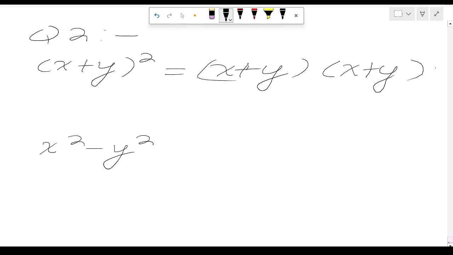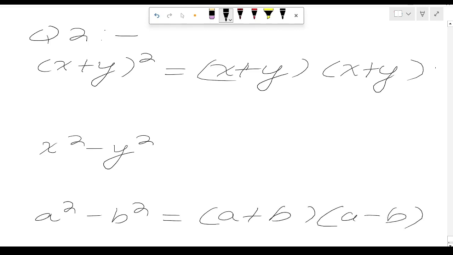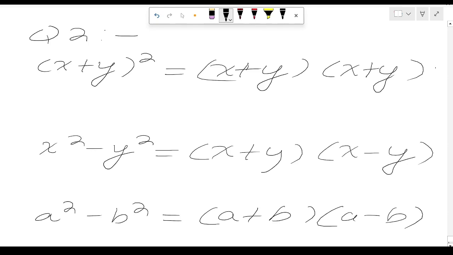And then we have x square minus y square. If you remember that we learned the third identity, which was a square minus b square, it is equal to a plus b and a minus b. So I'll just format this into that form. So I can write x plus y and I can write x minus y. So here we have (x plus y) whole square and x square minus y square. So I just simplified these two.